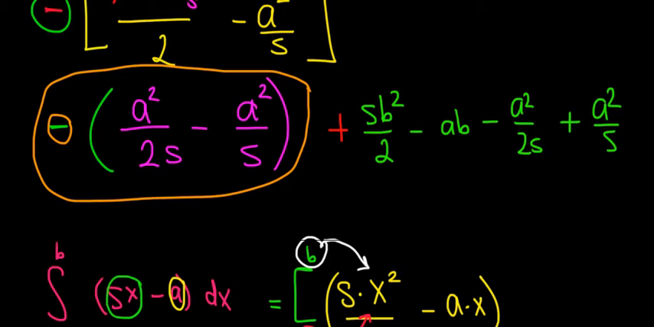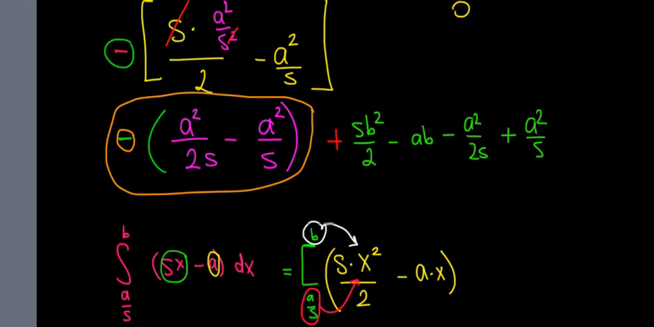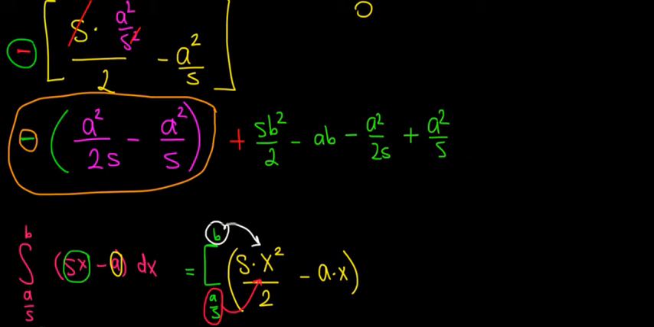Well, let's see. First of all, let me just zoom out to get some more space to keep the big picture. Now this negative sign is going to affect every term inside this bracket. So let's open that bracket to see what is going to be the result. We will have minus a squared divided by 2s, that's our first term, and then minus a squared divided by s, which becomes positive, plus a squared divided by s.